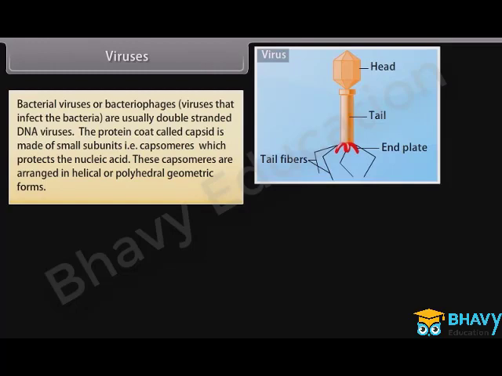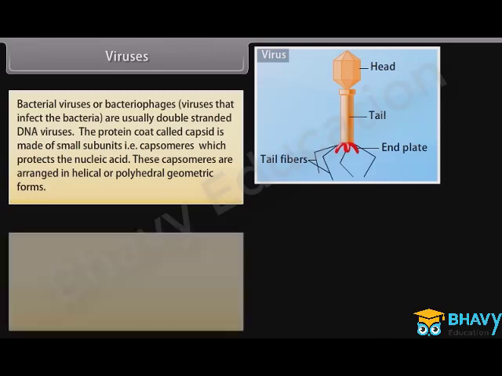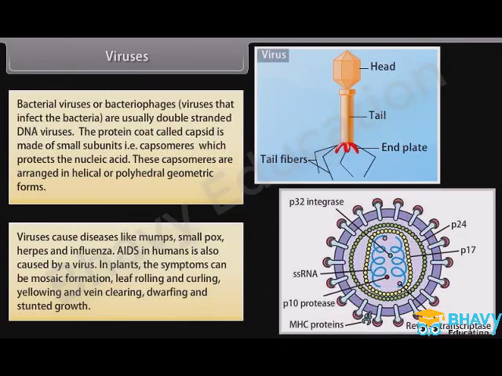The protein coat called capsid is made of small subunits, that is, capsomeres, which protect the nucleic acid. These capsomeres are arranged in helical or polyhedral geometric forms. Viruses cause diseases like mumps, smallpox, herpes, and influenza. AIDS in humans is also caused by a virus. In plants, the symptoms can be mosaic formation, leaf rolling and curling, yellowing and vein clearing, dwarfing, and stunted growth.